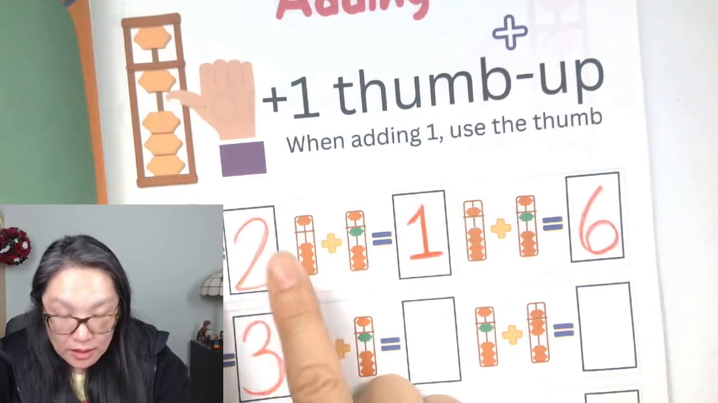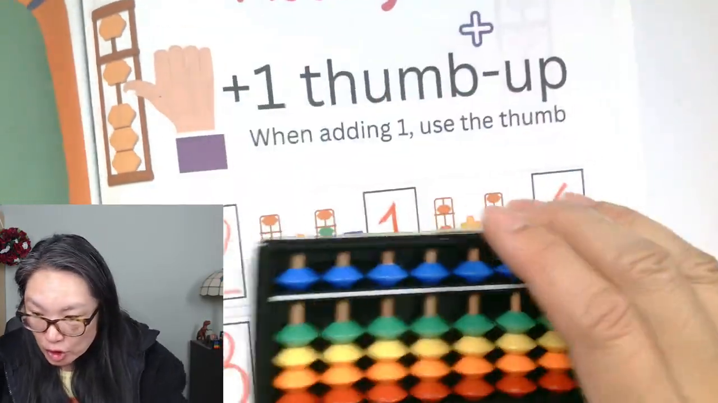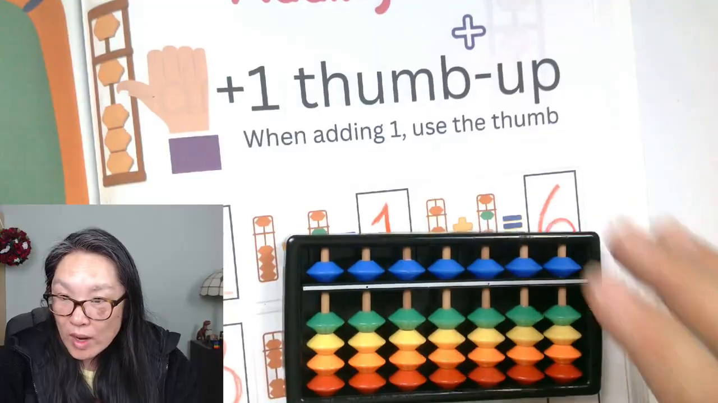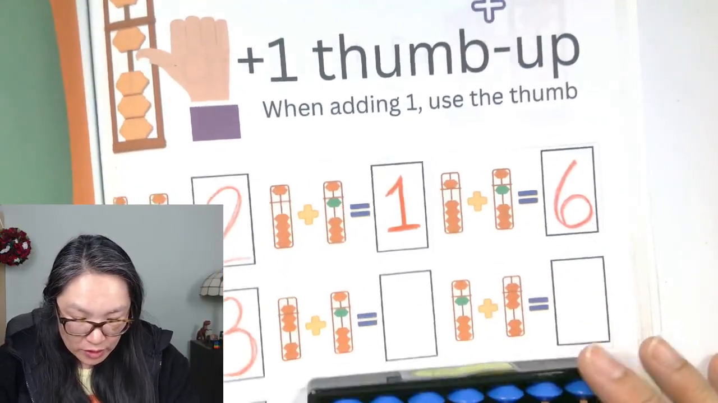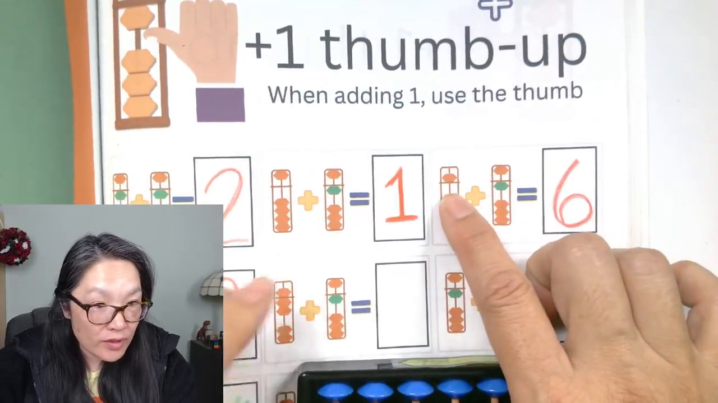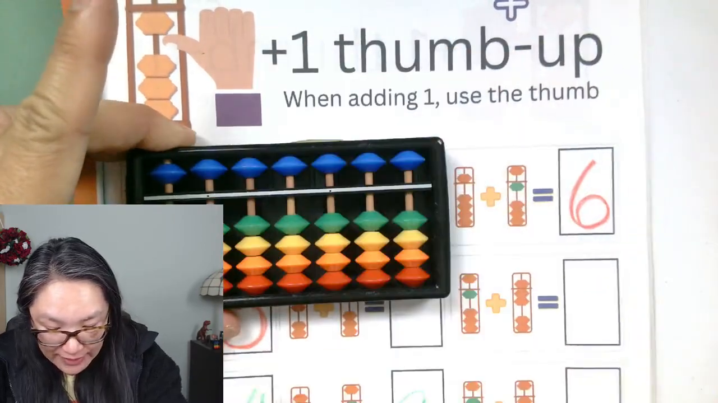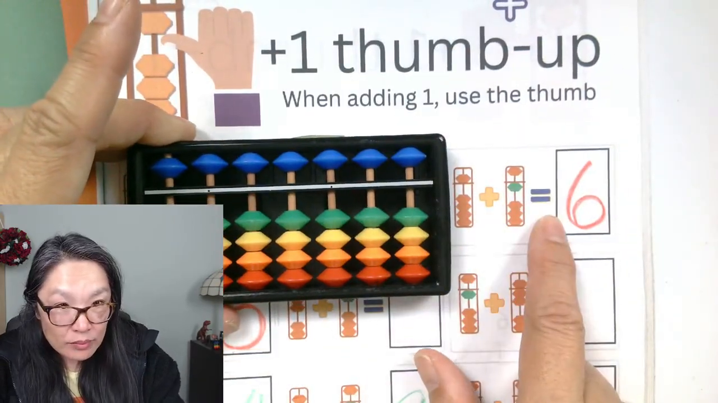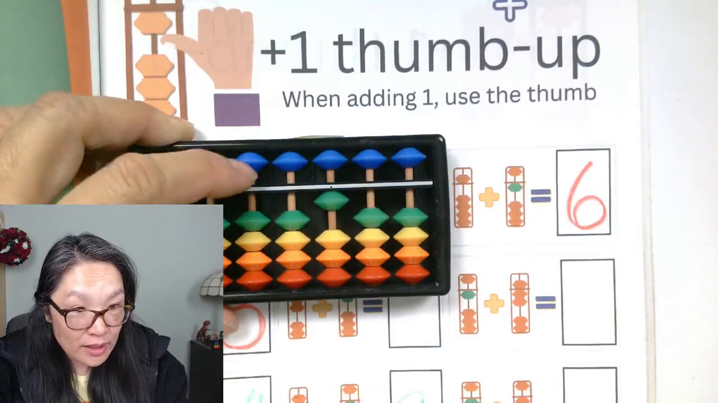All right. So what we're going to do is learn how to move the beads. When we learn how to move the beads, this is 5. We know that this is 5. When we put it on the abacus, you're going to start seeing the numbers. This is why we need to learn how to read the numbers.